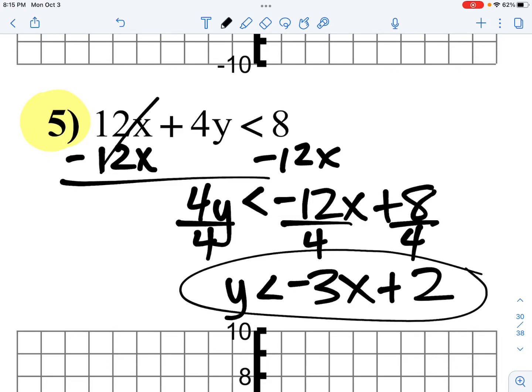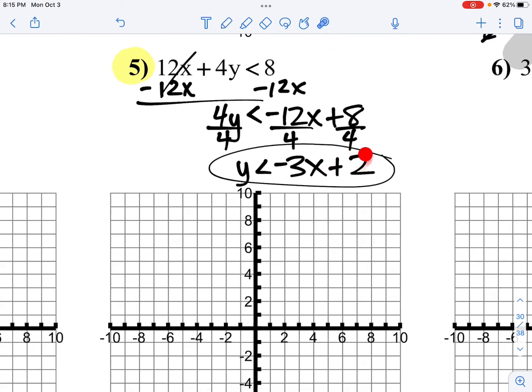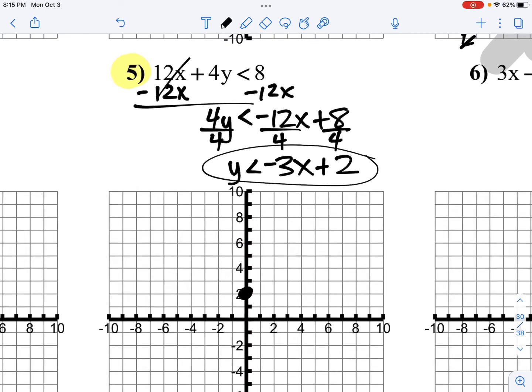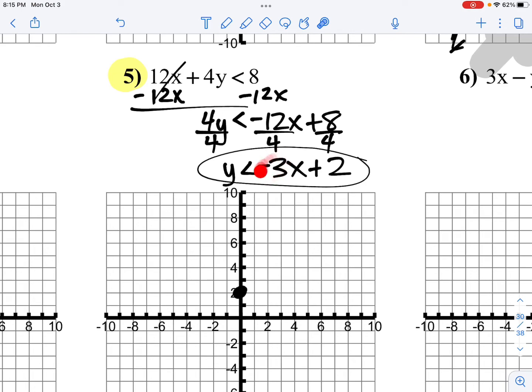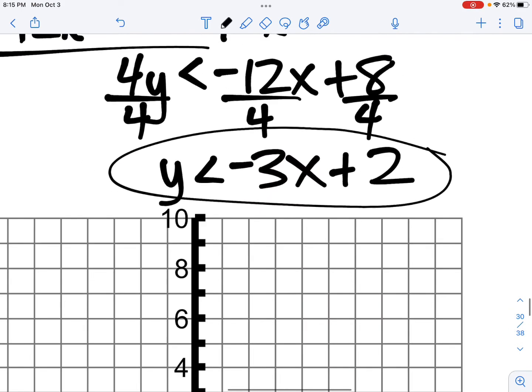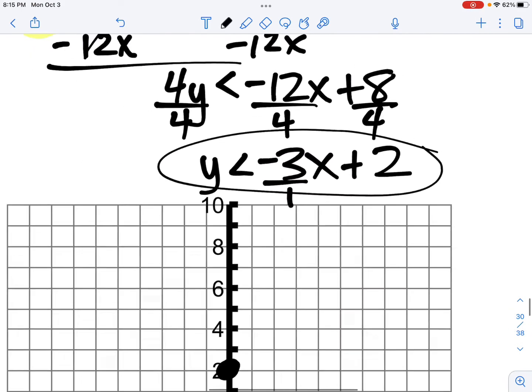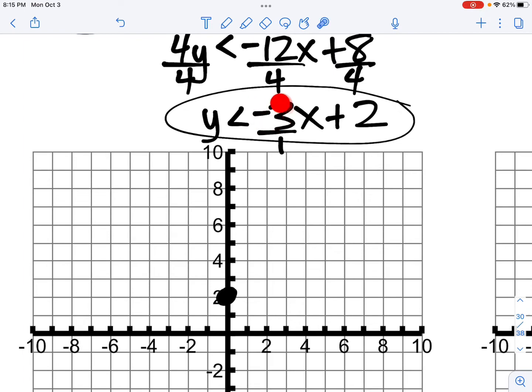This is the inequality that I'm going to graph. This tells me to start on 2 on the y-axis, so starting on positive 2 for this one, which is right here. And the -3. Remember, you can make any number into a fraction by putting it over 1. So that actually means down 3, right 1.